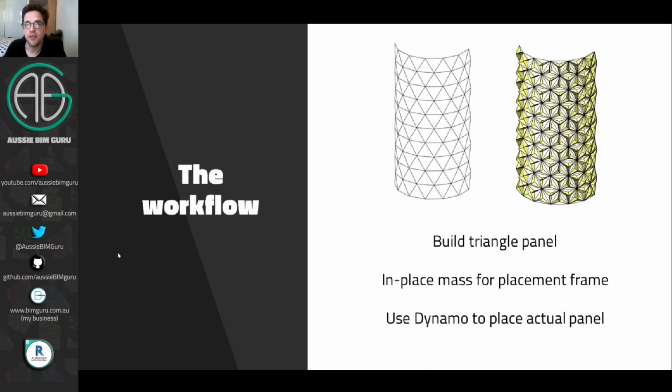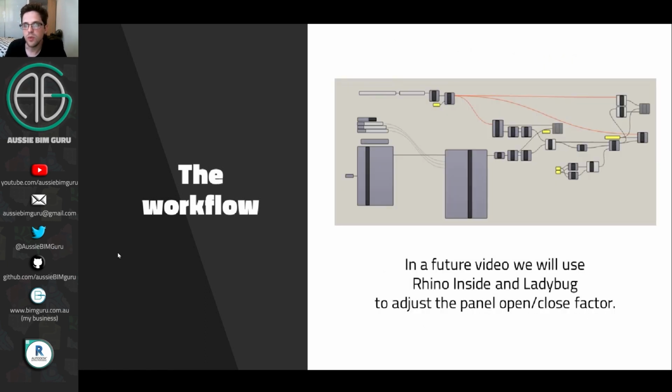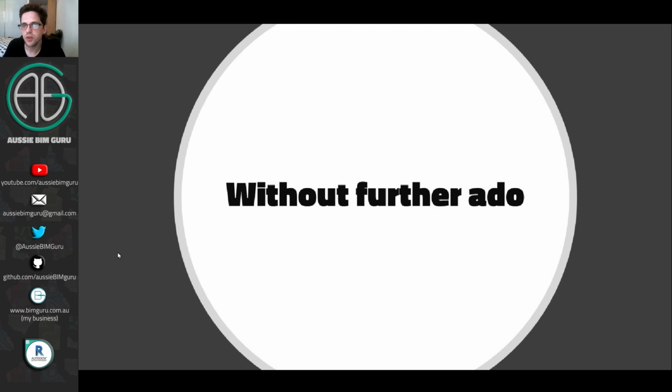And the reason why we're placing these separately is because anyone that's placed panels in a conceptual mass before might know that Dynamo doesn't have direct access to these panels in terms of their parameter values. So we're going to place them outside the mass in order to be able to access their data. And then in a later tutorial, we will actually use Grasshopper and Rhino inside plus Ladybug in order to control the opened and closed aspect of these panels. But we're going to focus mostly on building the panel in this tutorial. So without further ado, let's get started.